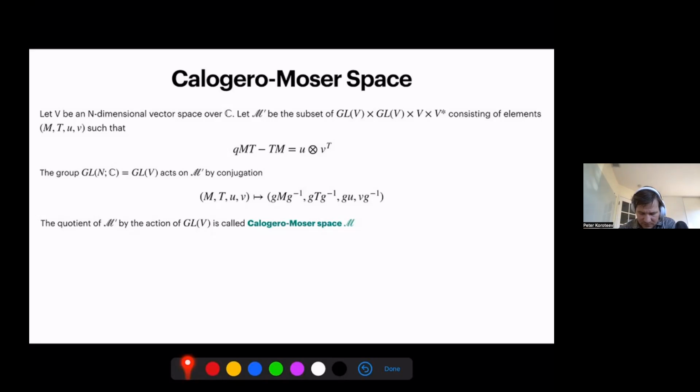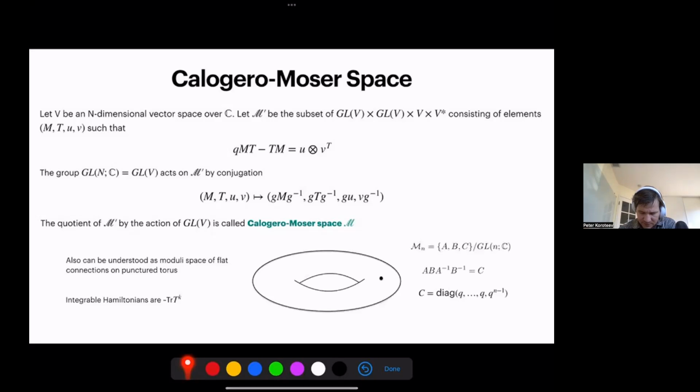But for us, what we need here is just M and T. One of them will be the Lax matrix for the TRS model. Now, again, as I was explaining earlier, you can think of this space as the character variety of the punctured torus, where the data on the puncture, the monodromy around the puncture, has only one eigenvalue. And you could also consider some generalizations. So the integrable Hamiltonians are traces of this, the Casimirs, traces of this matrix T.